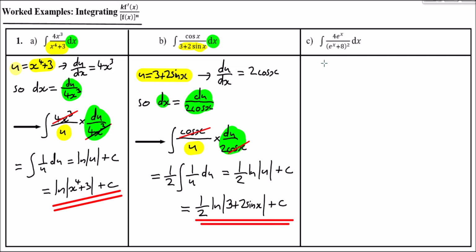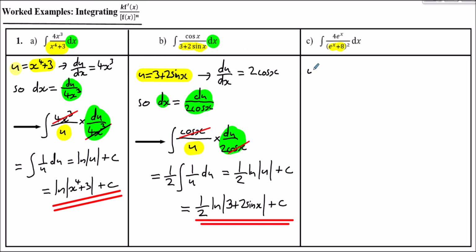Part C of this type, again, we're just inspecting if we can see what the denominator would differentiate to. So for this one, if I were to term u e to the x plus 8, 8 would differentiate to nothing because it's just a number, it's a constant. e to the x differentiates to itself, which is e to the x, which is just some multiple of 4e to the x. So the derivative of the denominator is just essentially a quarter of the numerator. So that's our clue that we can set u to be this function here.